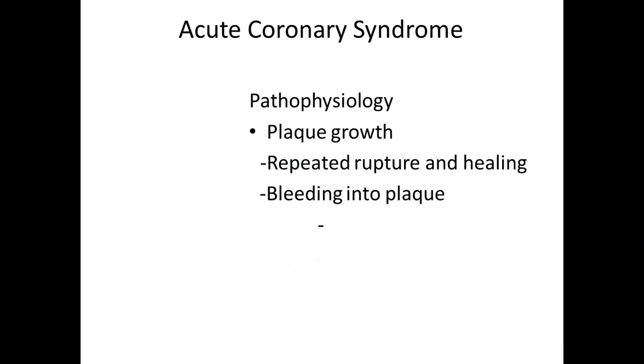All right, so we touch a little bit on the pathophysiology. We discussed how the plaques get formed, and then the plaque growth. The plaques can grow because of repeated rupture and healing. Remember what we said, when the plaque ruptures, then you have blood clot on top of the plaque. So if you have repeated rupture and healing, then the plaque will get larger and larger and larger. Okay? The clotting on top of the ruptured plaque doesn't necessarily have to cause complete occlusion.